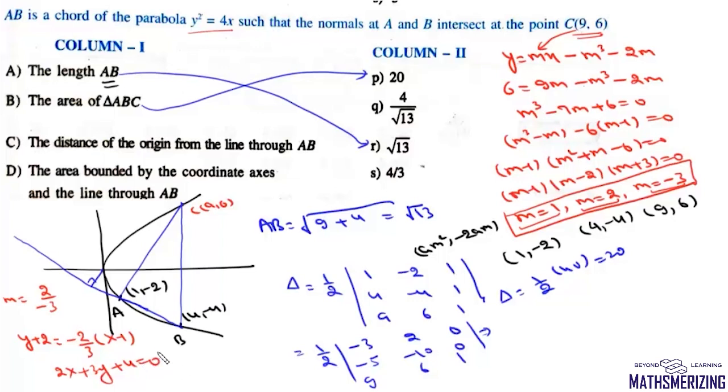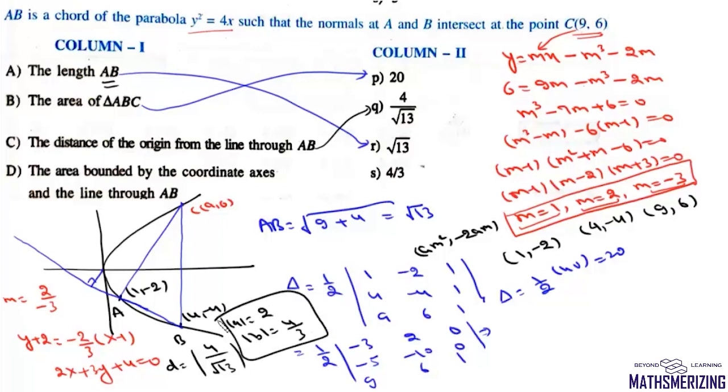Now we'll find its perpendicular distance from origin. So the perpendicular distance from origin will be 4 upon, now it will be 9 plus 4, root 13. So it will be 4 by root 13. So C is matched to Q. Now the last one is area bounded by the coordinate axis and the line through AB. So we'll find intercepts. The modulus value of intercepts will be 2 and 4 by 3. Once we have these intercepts, we can write this area as half AB, so it will be 2 into 4 by 3. So option D is matched to S.